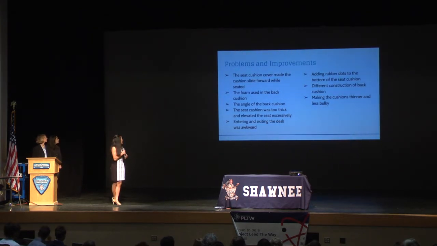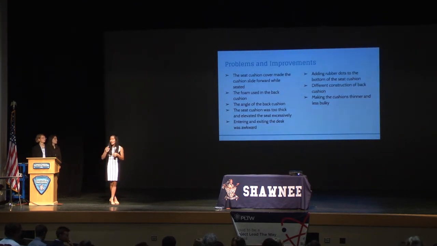Another issue was the back cushion. We used high-density foam for the majority of the back cushion, which we found was a little too firm, and the angle is a little too great to make it comfortable for posture and for sitting. If we were to remake it, we would decrease that angle and use maybe a medium density foam or a more memory foam for the majority of it instead of the high density foam that we used.